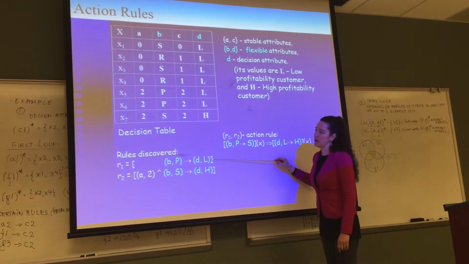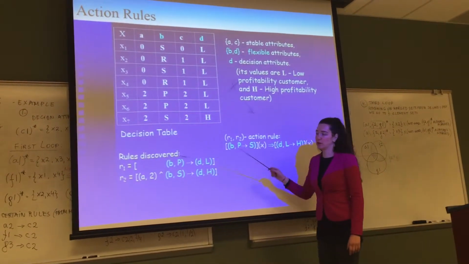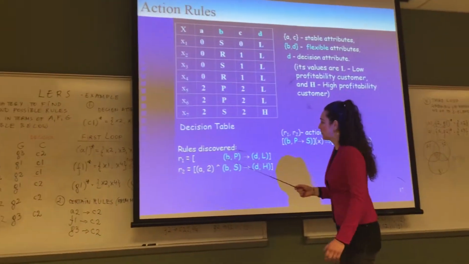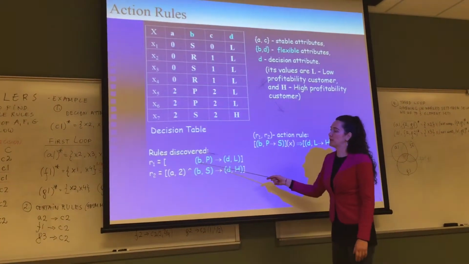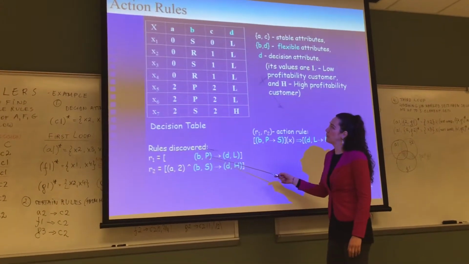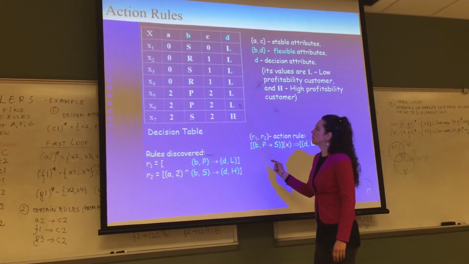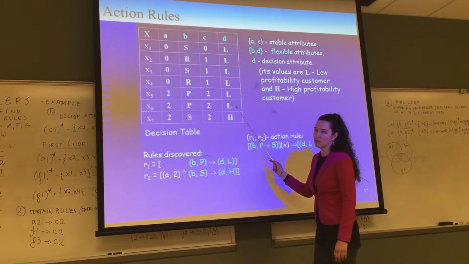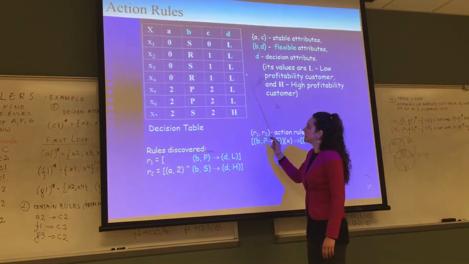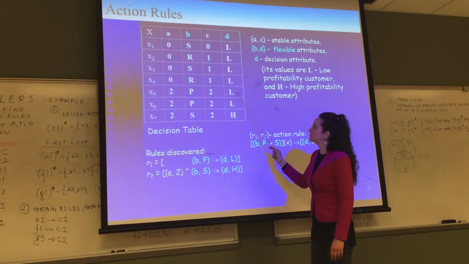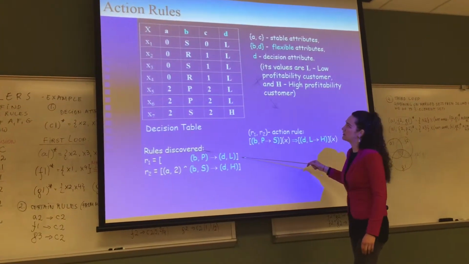This rule can be extracted from the data by following LERS or following Apriori or some other algorithm. If we look at the data, we see if B is equal to P, then D is equal to L. That's pretty much a certain rule, 100% confidence.